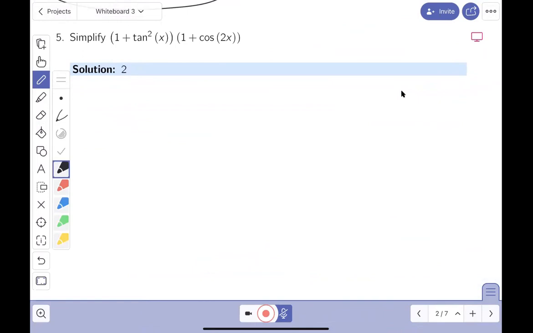I'm looking at 1 plus tangent squared. It looks a little bit familiar to me. I'm going to write this over here for you. So sine squared theta plus cosine squared theta is equal to 1. Well, you could divide by cosine squared. You would get tangent squared theta plus 1 equals secant squared theta. So now I knew that, right? We really should have done that. So 1 plus tangent squared theta is really secant squared theta.